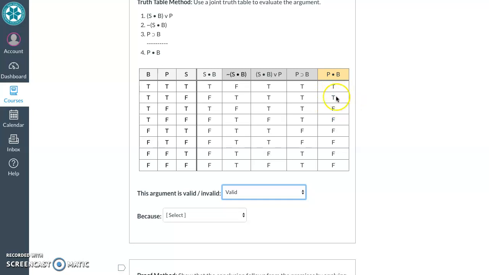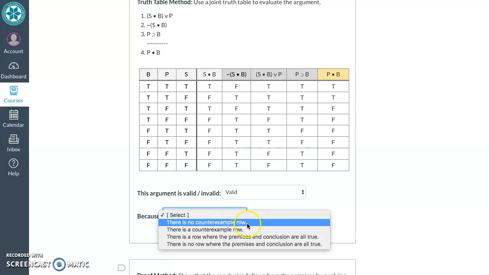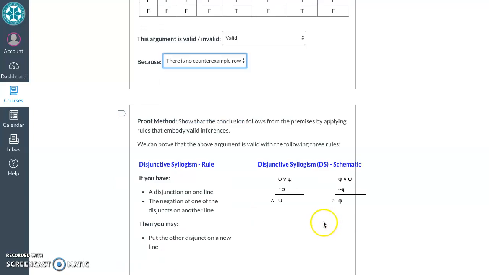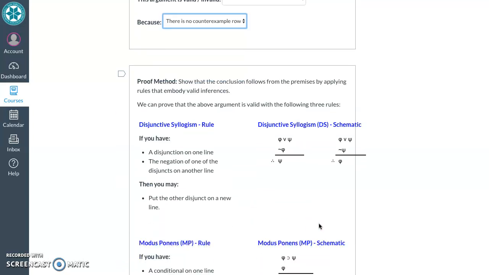An alternative way to put that is, if the premises are true, the conclusion cannot be false. There's no case where the premises are true and the conclusion is false. There's no counterexample row. So I'm going to select, there's no counterexample row. It's valid.